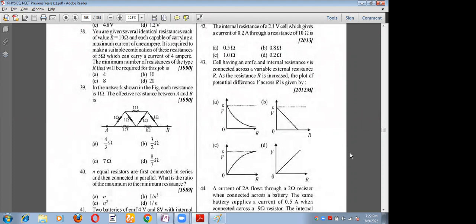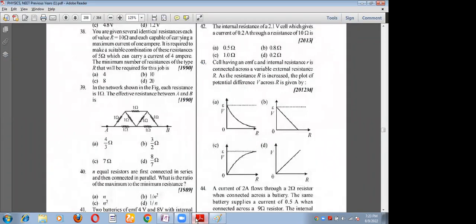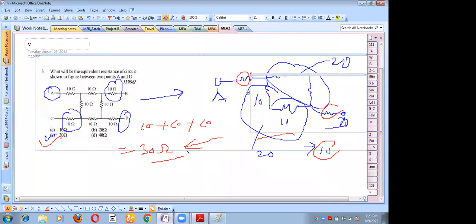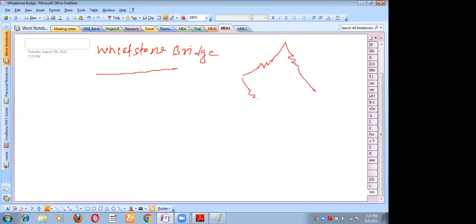Do this question number 39. So before that, I will explain you one Wheatstone bridge concept. You all know the Wheatstone bridge concept. What is that? Like we have four resistors connected like this. Suppose this is R1, this is R2, this is R3, and this is R4.